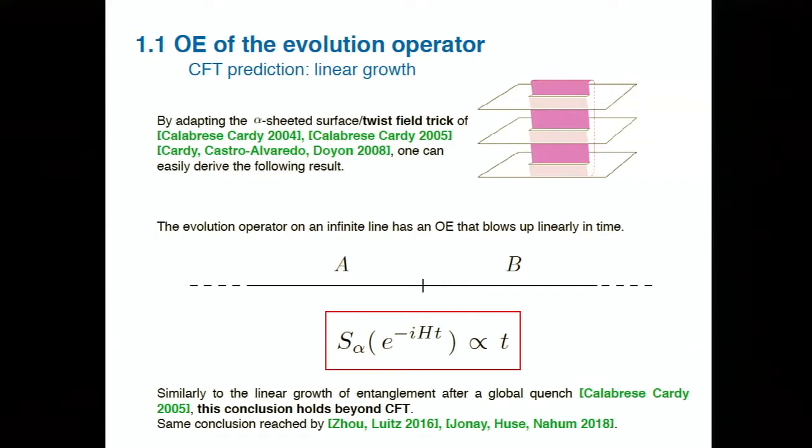They developed a coarse-grained scenario for chaotic spin chains, where this linear growth also comes out naturally.